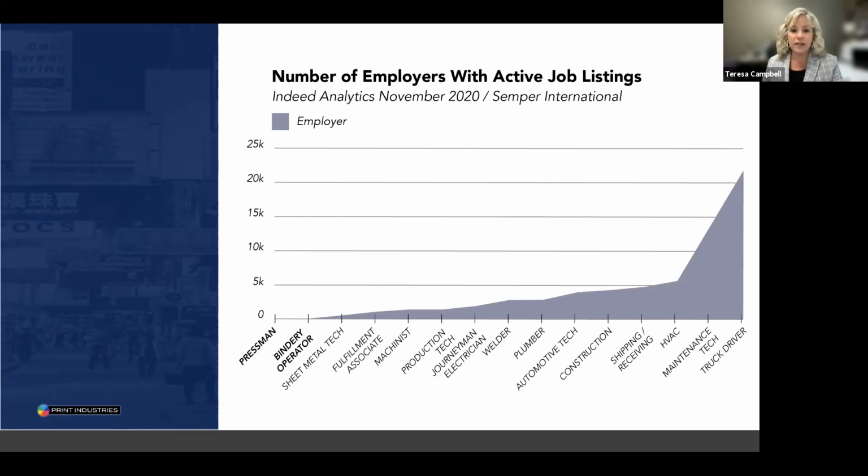outnumbers print positions by the thousands. So you see pressman and bindery operator job positions barely making the chart on the left, and truck drivers with over 20,000 jobs, 22,000 open jobs out there. Not only do we face the challenge that not everyone in society knows exactly what print is or what print does, but when we compete with 20,000 job listings versus ours that barely make the chart, it's even tougher.